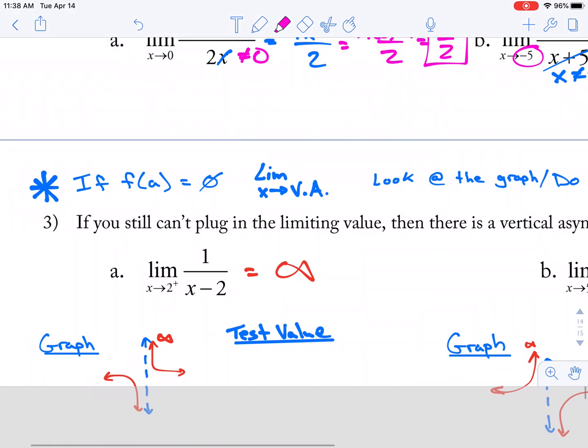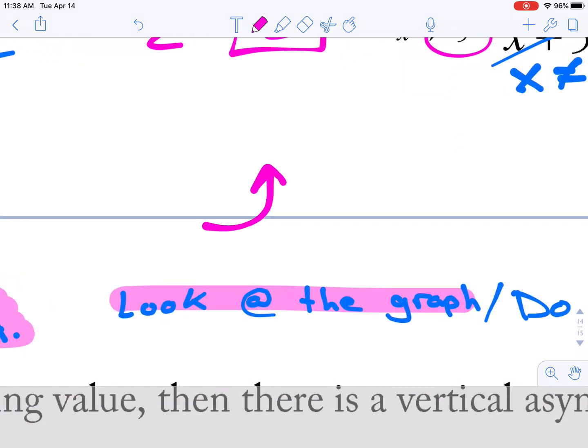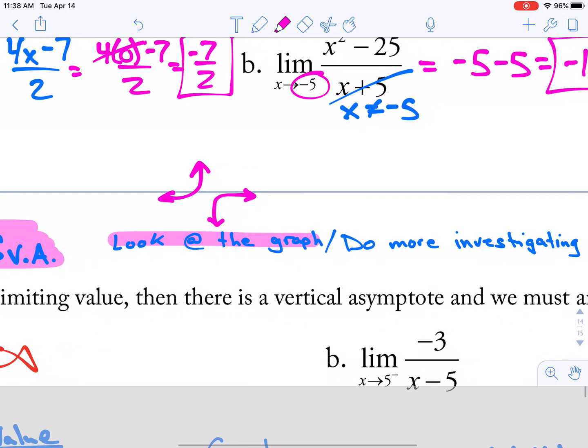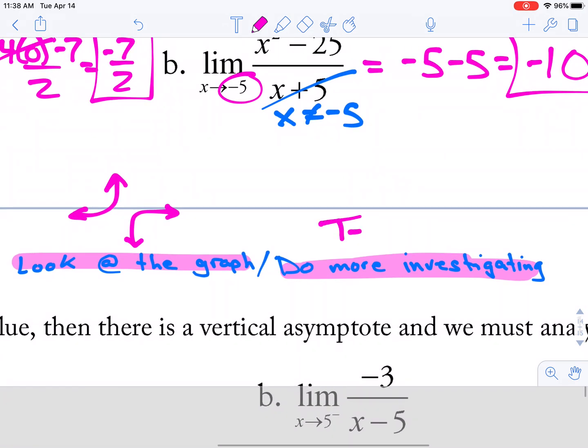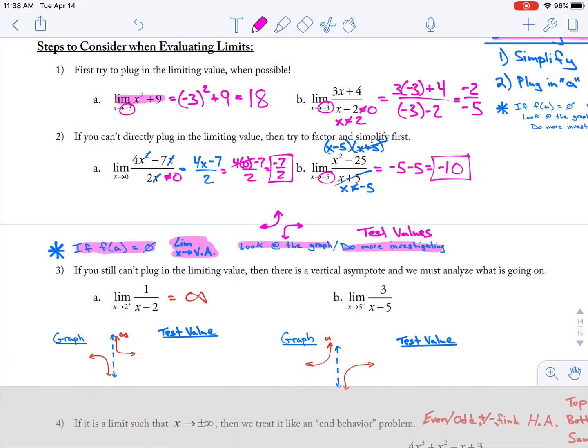So if a function is undefined when you plug it in, that means you're approaching the vertical asymptote. Right? So if you're approaching a vertical asymptote, you need to look at the graph to tell: is the curve going up or is it going down? You can look at a graph, or we can do some more investigating by testing values to the left and the right to see where the graph is going. Is it going up or going down? And I'll do some examples as we go here.